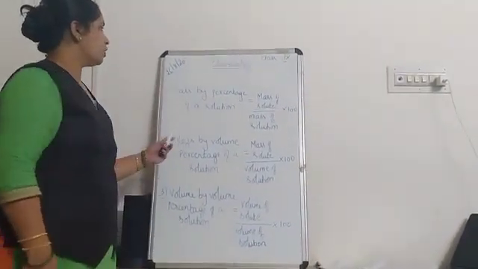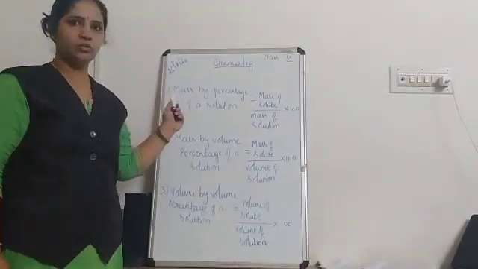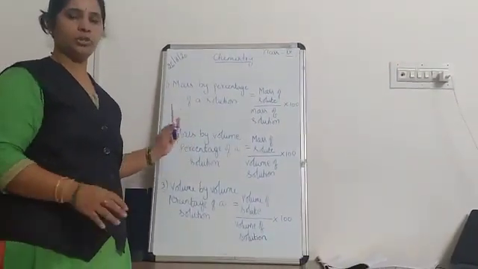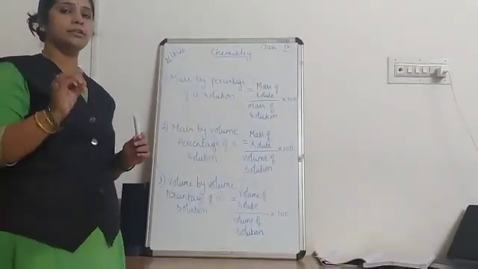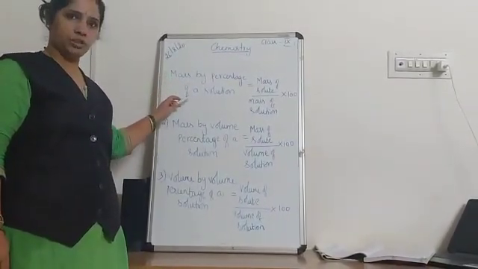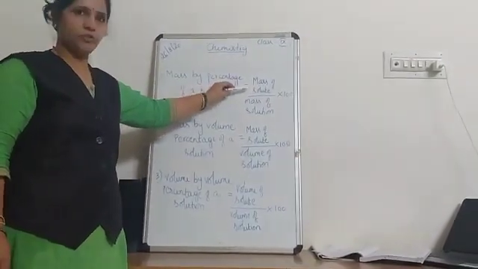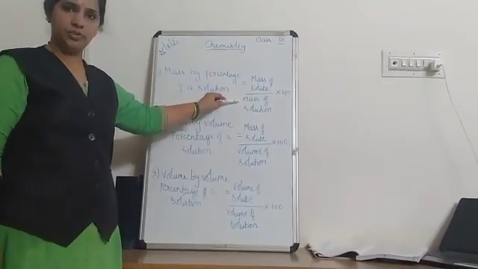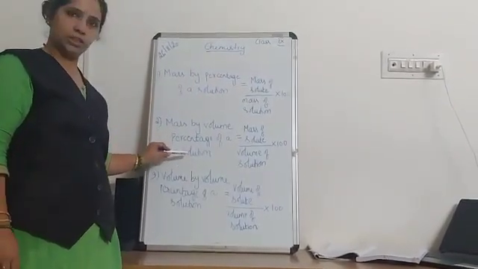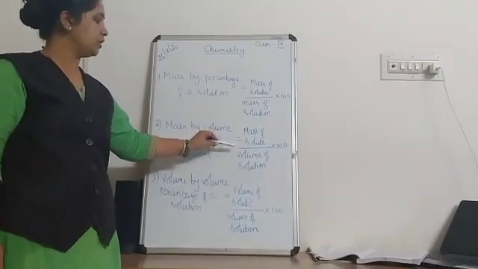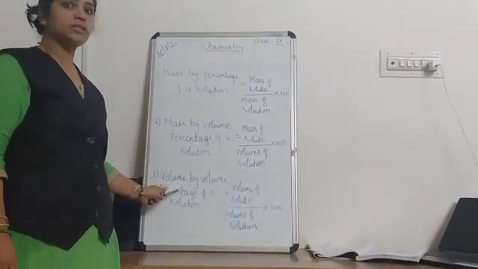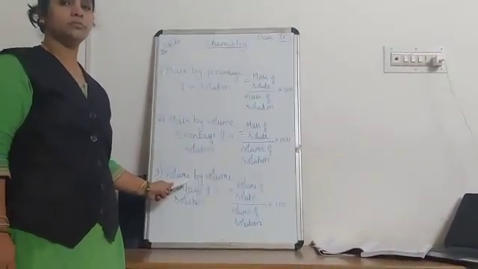Okay, children. Now let us know more about the concentration of the solution. Concentration of a solution is expressed in many ways, but for your class, in the syllabus, there are three methods which you have to learn. One is mass by mass percentage of a solution. The formula will be mass of the solute divided by the mass of solution into 100. Next will be mass by volume percentage of a solution, where mass of solute divided by volume of solution into 100. Then volume by volume percentage.